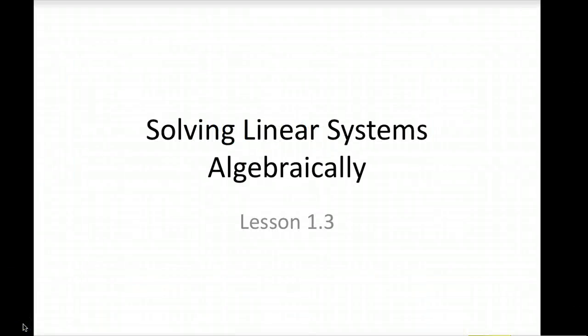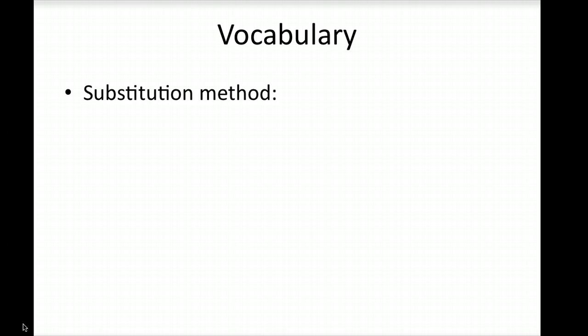We are taking a look at solving linear systems algebraically. So once again, we're finding the solution to linear equations, instead of graphically, which we looked at yesterday and the day before. We'll be looking at solving algebraically. So we're looking for the ordered pair that produces a true statement for both linear equations. First, we're going to take a look at the vocabulary.